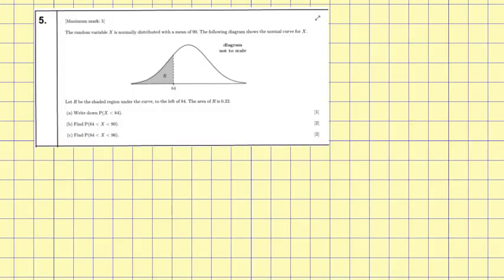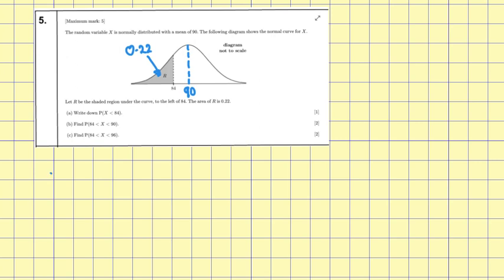Question 4 is about normal distribution. The random variable x is normally distributed with a mean of 90, which we can put in. That's a mean of 90. The following diagram shows the normal curve for x. Let R be the shaded region under the curve. So that's the whole region under the curve. To the left of 84, the area is 0.22. So let's put that in. That is 0.22. So the probability there is 0.22.